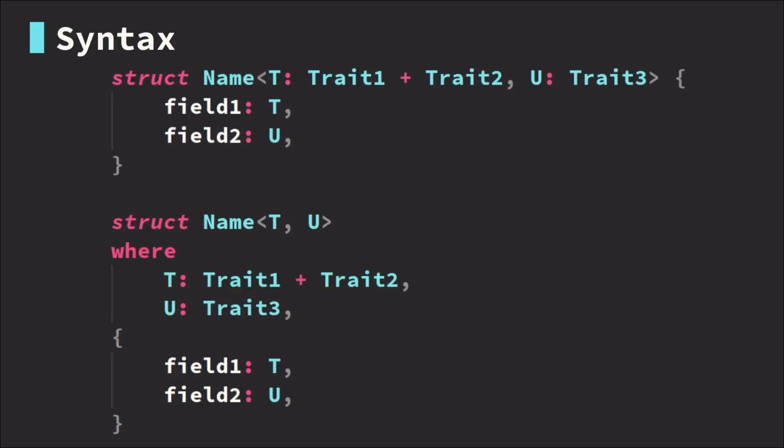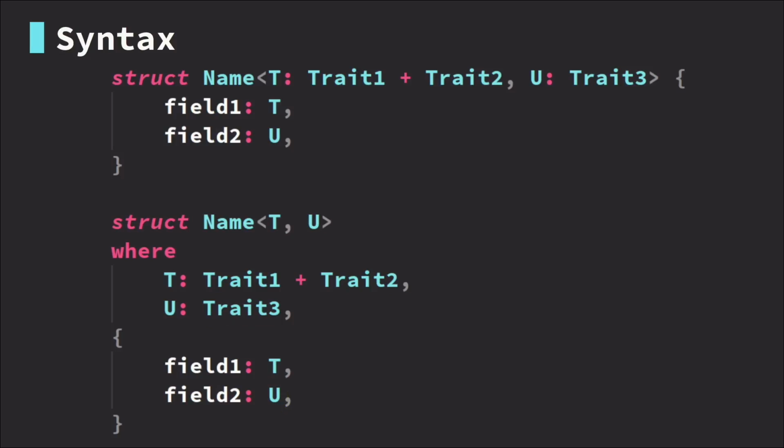For both of these syntaxes, the generic type T must implement both trait 1 and trait 2. This is because we have a plus in between them, so the generic type T always implements trait 1 and trait 2. Generic type U only needs to implement trait 3. And for both examples, we have field 1 is going to be a T, which is trait 1 and trait 2, and field 2 is going to be a U, which only has trait 3.